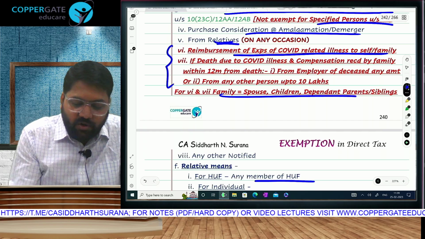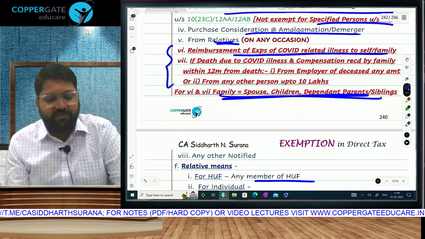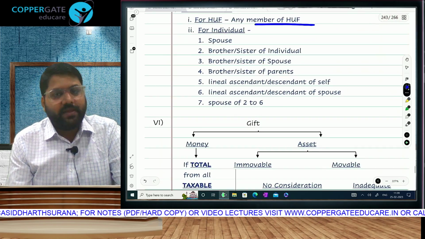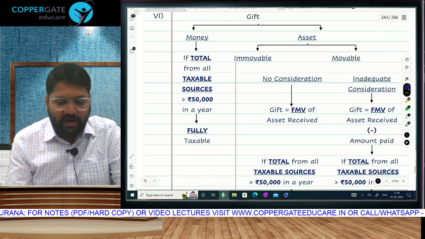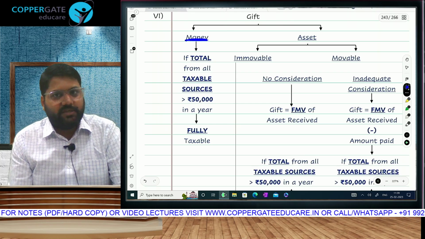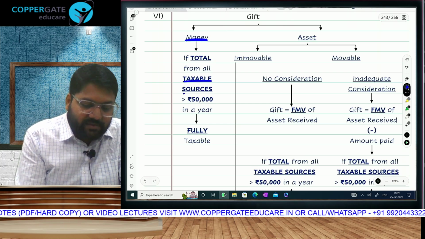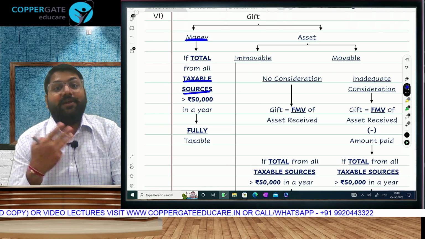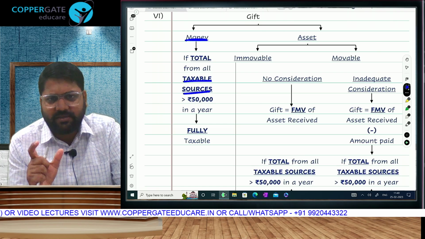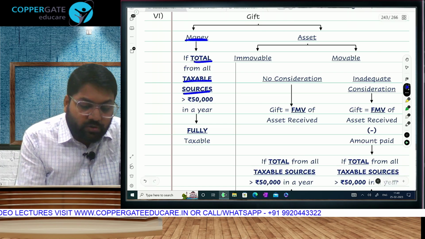So basically for COVID related matters, the definition of family is small, but the larger definition of relative, obviously you can see, is big. Finally, the chart of gift. First we will see if it is a monetary gift. We will see the taxable sources. So remove anything received from relative or on the occasion of marriage or COVID. Remove all of that. Take only the taxable sources and take the total.